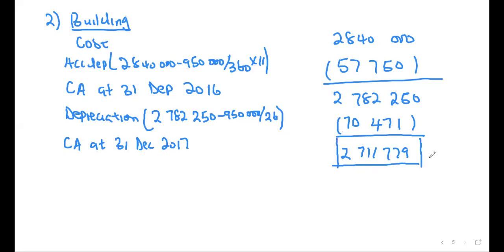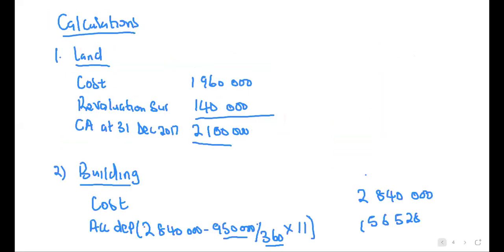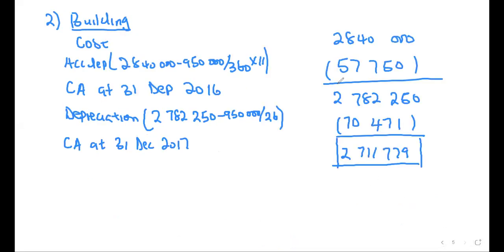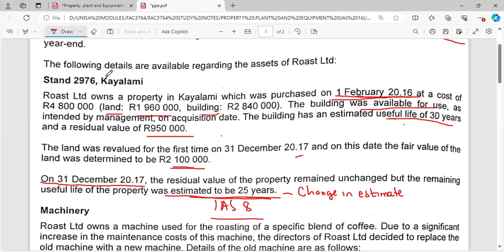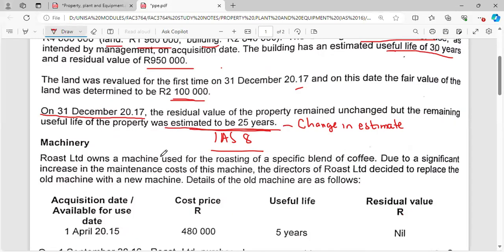You see, once you are done with your calculation, here we take our PPE, this calculation, then on the building, we take this calculation, which means at the beginning of the year, we're going to have the carrying amount at the beginning of the year, depreciation during the year, all this. So that's basically how we do our calculation. So let's look at another calculation so that we can, so we are done with the stand 2976. We go to the machine.